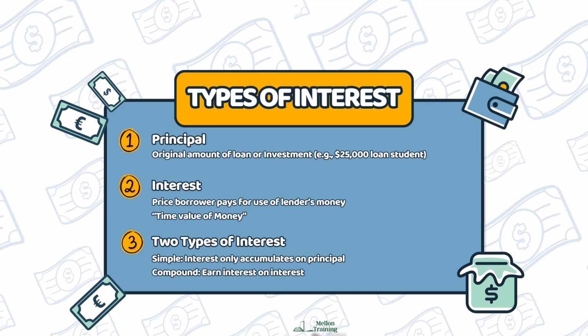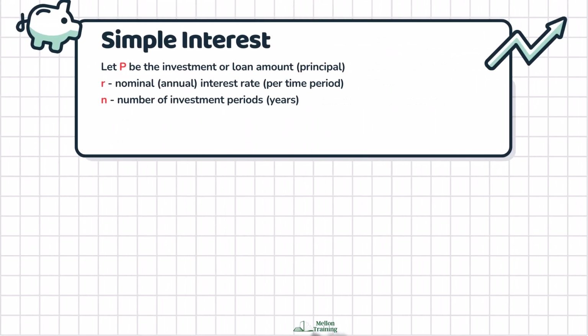So let's talk about simple interest. We need some notation here. Suppose that P is the principal, the investment or loan amount. The bank is going to charge you an annual interest rate. We're going to talk about what happens when the interest rate is charged monthly versus semi-annually and so forth. But for this example, to illustrate the concept of simple interest, we're going to have a nominal rate, so the quoted interest rate on an annual basis. And then we're going to have N to denote the number of periods or the number of years that we are either investing or borrowing the money for.